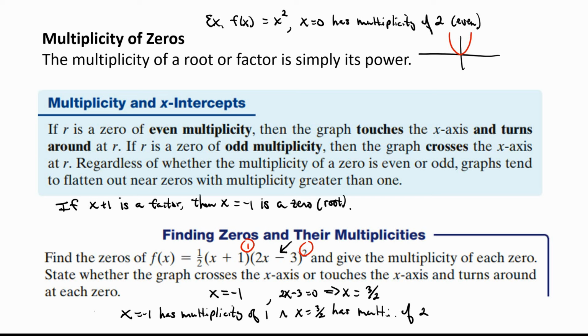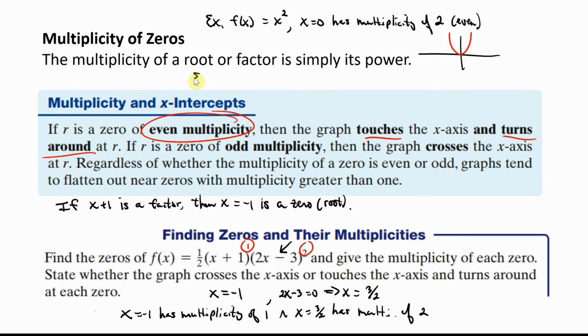So anyway, that's what they're saying here. If it has an even multiplicity, it touches, and then it turns around. Okay.